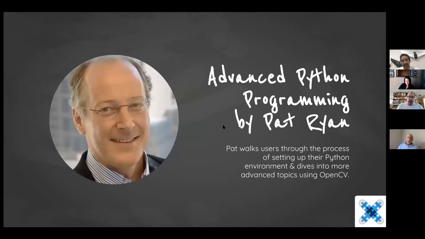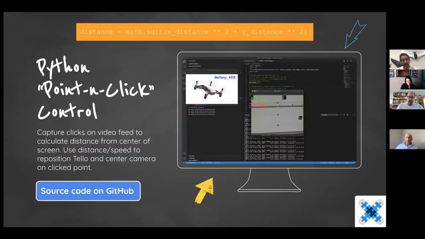This is something that I'm super excited to talk about. One of our colleagues, Pat Ryan, has been working on some code and a course for us to use Tello for indoor positioning and Aruco markers. And that is done with an open source technology known as OpenCV, Open Computer Vision. And in OpenCV, we have access to all sorts of vision algorithms.